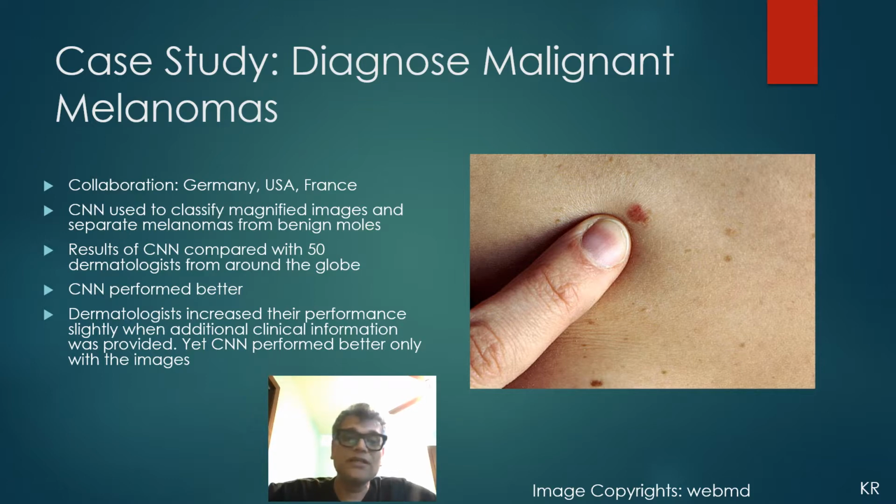Dermatologists, of course, increased their performance slightly when additional clinical information was provided, yet the CNN results were stunning in terms of identification of the malignant moles. So this is another example of how CNN can be used in diagnosis, and not just save time in the whole diagnostic process. Also, this could be very cost-effective and more accurate as these kinds of neural networks mature down the line.